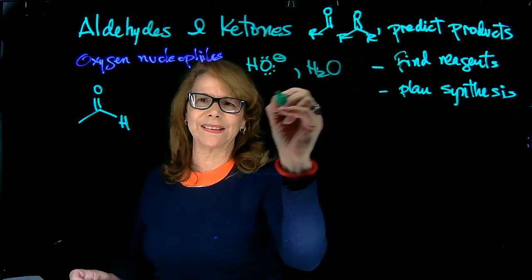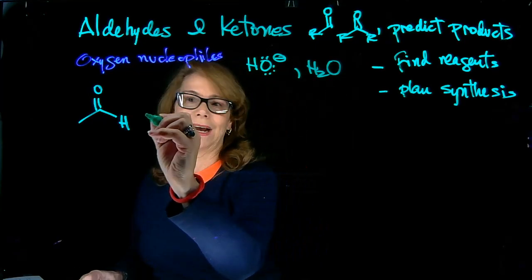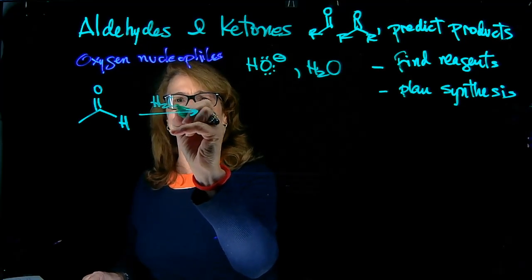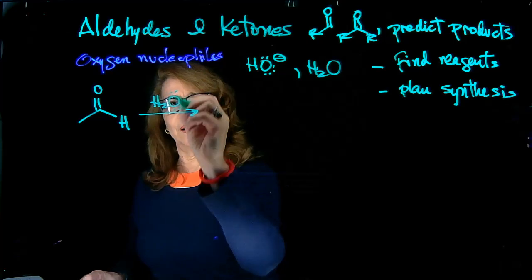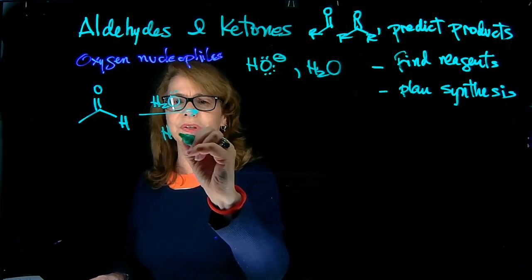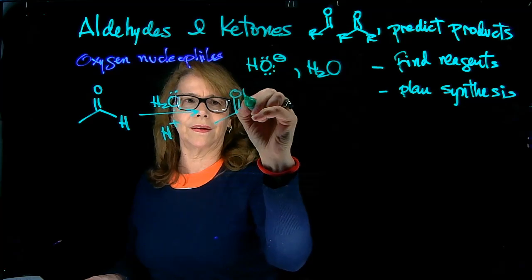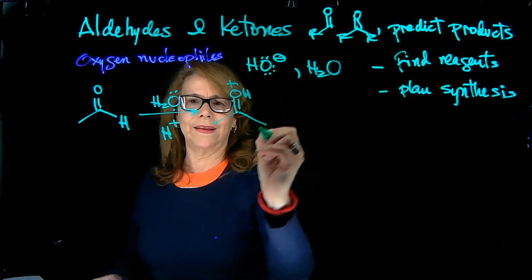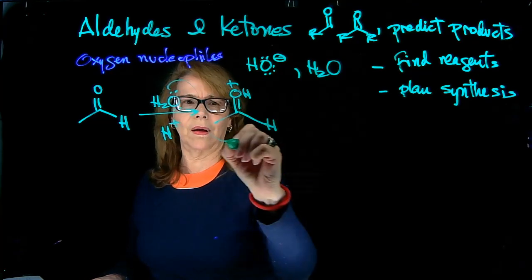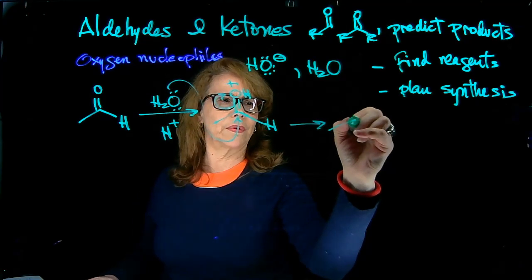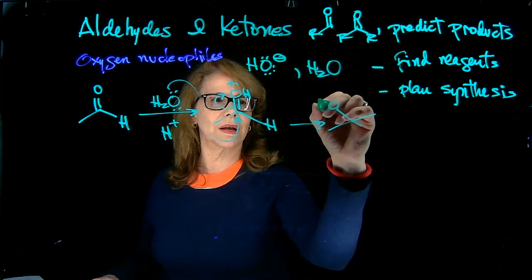So under different experimental conditions, you can make a hydrate. Say that I do here water and say acidic conditions. Under acidic conditions, you will protonate this first, and then you will have the attack by water, and you will get the product called a hydrate.